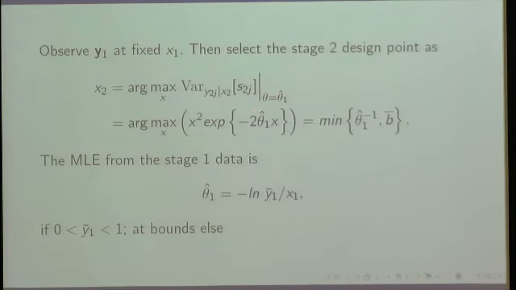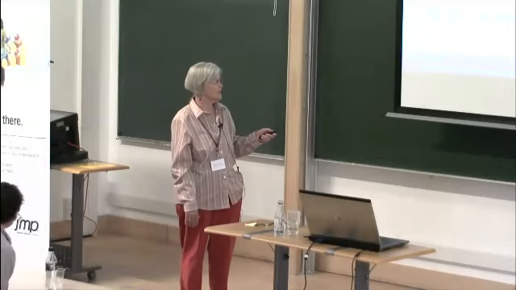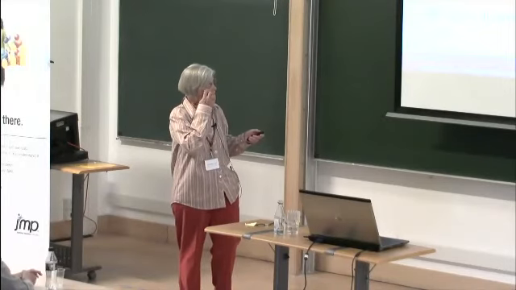For this model, we can actually calculate what the maximum likelihood estimate for the first stage is. And so we plug that in, and, well, I guess here it's still in terms of theta 1 hat, but you can plug it in. If you plug this in, you have x2 written as a function of y1 bar. So the point that you're going to use in the second stage is a function of the sufficient statistic from stage 1, y1 bar.